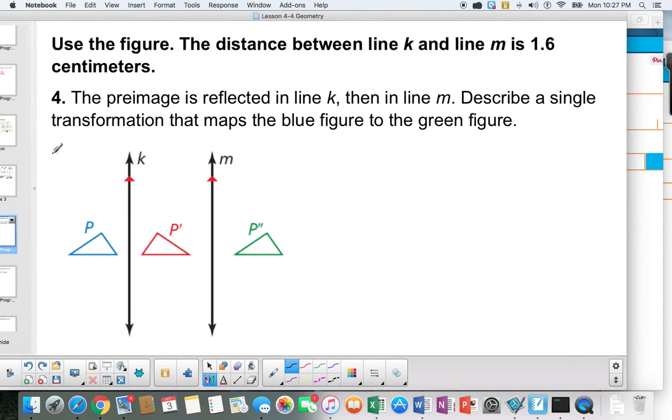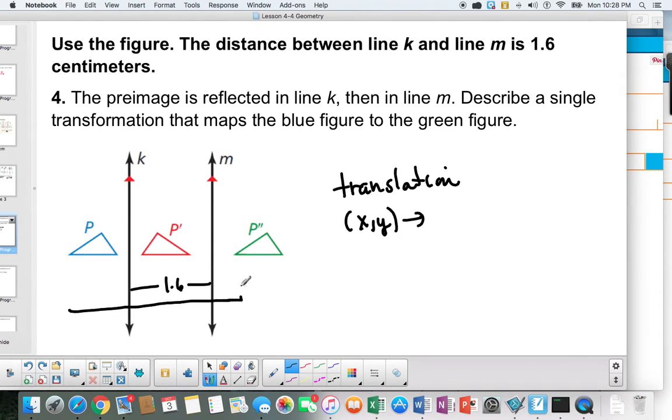All right, let's see if we can describe a single transformation that maps the blue figure to the green figure, and that's going to be a translation. So two reflections over parallel lines makes a translation. In this particular case, because this distance here is 1.6, we know from the very beginning to the very end here, that's going to travel twice as much. So that's x plus 3.2 comma y. Oops, I need to have a comma there. X plus 3.2 comma y.